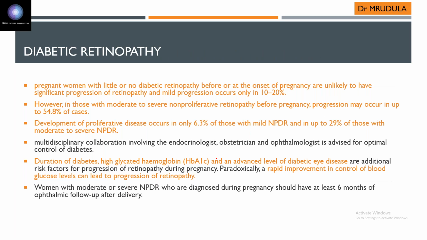So what is the risk of progression for this NPDR? For those with little or no diabetic retinopathy previously, they are unlikely to have significant progression, and mild progression occurs only in 10 to 20% of patients. So with no history of diabetic retinopathy or only mild diabetic retinopathy, the risk of progression is around 10 to 20%. But those who have moderate to severe non-proliferative retinopathy before pregnancy, progression occurs in up to 54.8% of cases.